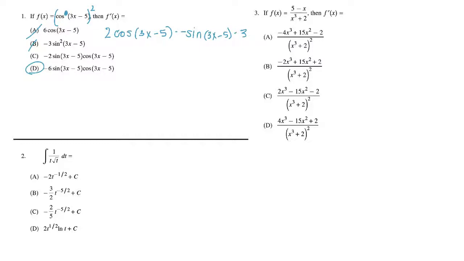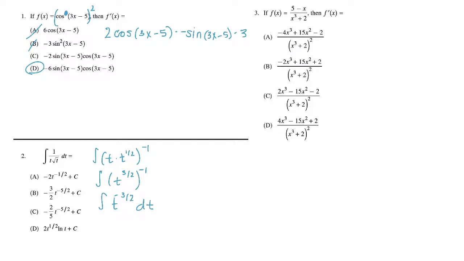This is a straightforward integration problem. We do need to do some rewriting. So I'm going to rewrite this as t times t to the 1/2, and that's all raised to the negative 1. And then I'm going to combine these on the inside, so that's going to be t to the 3/2 raised to the negative 1. And then that's going to give us the integral of t to the negative 3/2 dt.